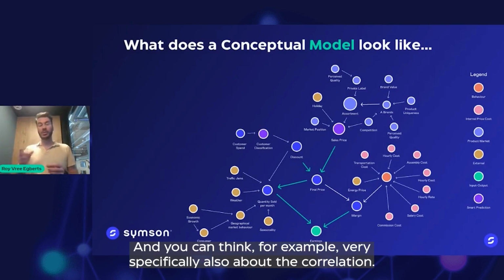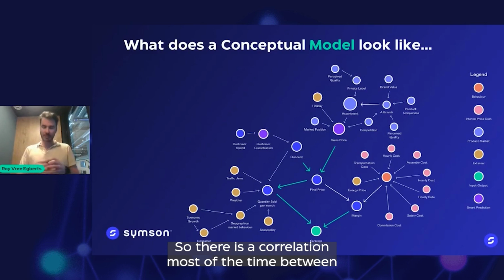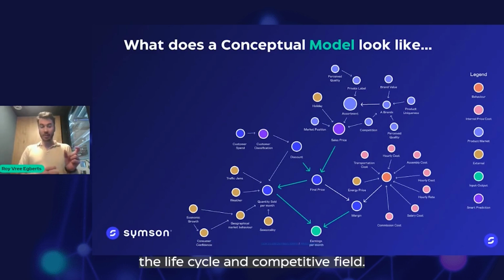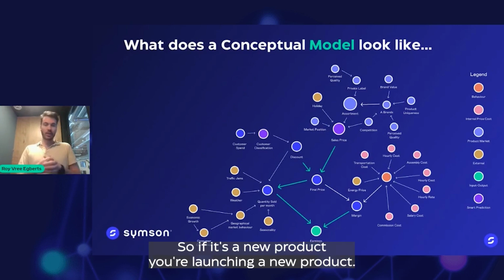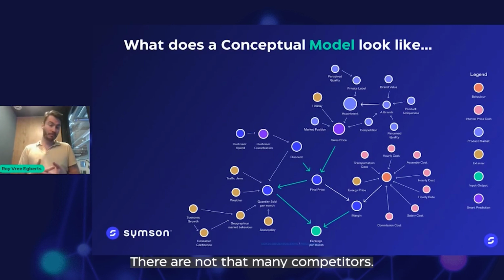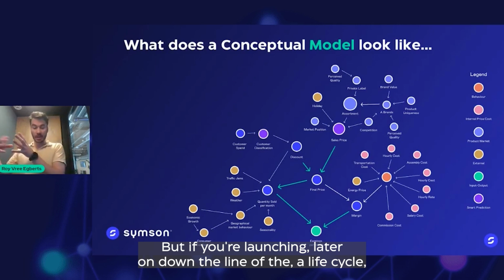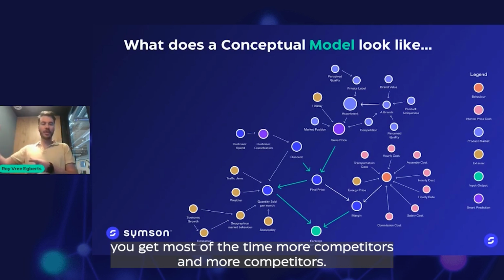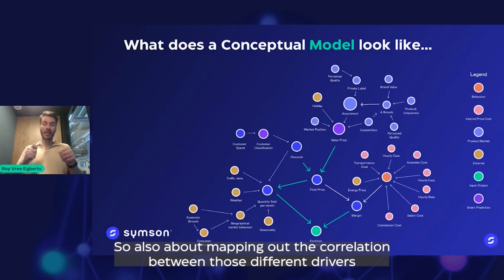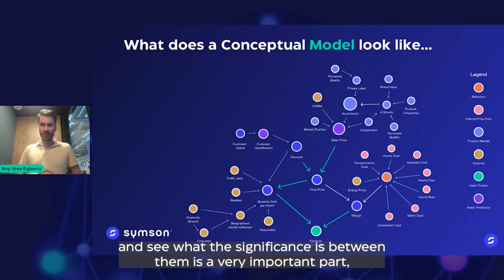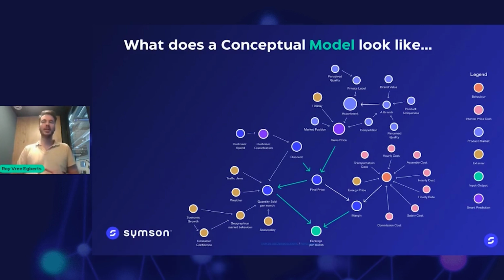And you could think, for example, very specifically also about the correlation. So there is a correlation most of the time between life cycle and competitive field. So if you're launching a new product, there are not that many competitors. But if you're launching later on down the line of the life cycle, you get most of the time more and more competitors. So mapping out the correlation between those different drivers and seeing what the significance is between them is a very important part of this model to bring that all together.